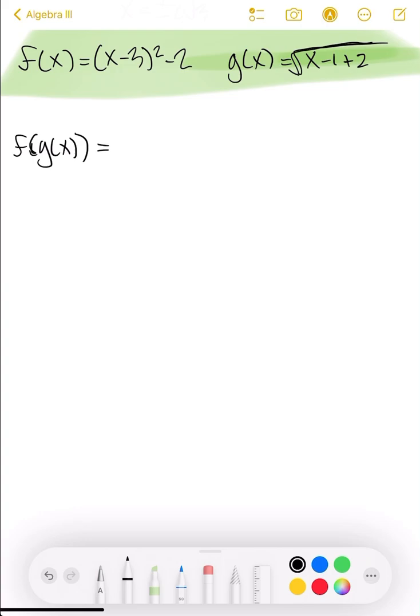I'm going to take, so basically the function inside of the parentheses, where the x would be, is the function that you should put in that equation. So for example, g(x) is x minus 1 plus 2 under a radical. Therefore, that would go in the place of x in the f(x) function. So I'm going to write it out.